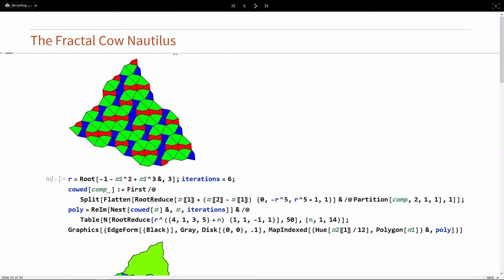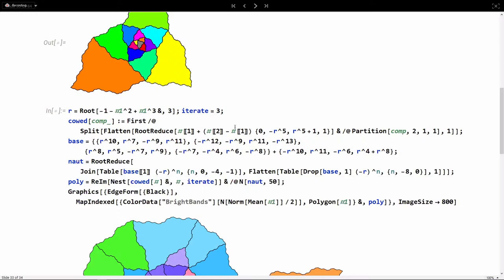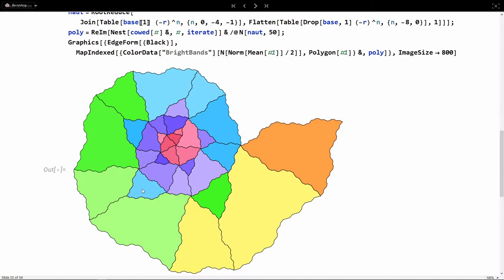And this is an object I found 5 years ago today. You can make an infinite series of this particular fractal triangle to make a copy of itself. And it turns out that with some rather simple code for the complicated object, you get this object I call the fractal Cal Nautilus. All these fractal triangles here are similar to each other.